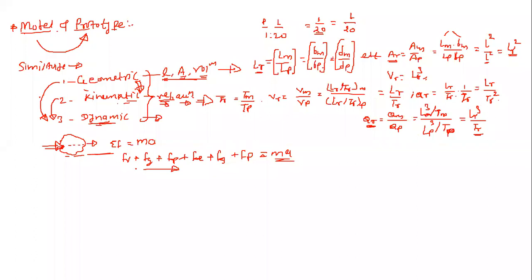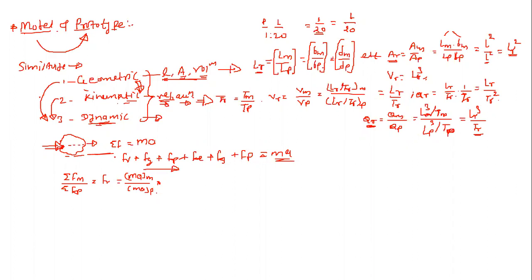So to have a dynamic similarity, we can write that the summation of the forces in the model divided by the summation of forces in the prototype must be the same. That is the force scale ratio, FR, which equals the momentum, that is m into a, of the model divided by the momentum per unit time of the prototype. When this exists, then and only then can we say that there exists a dynamic similarity.